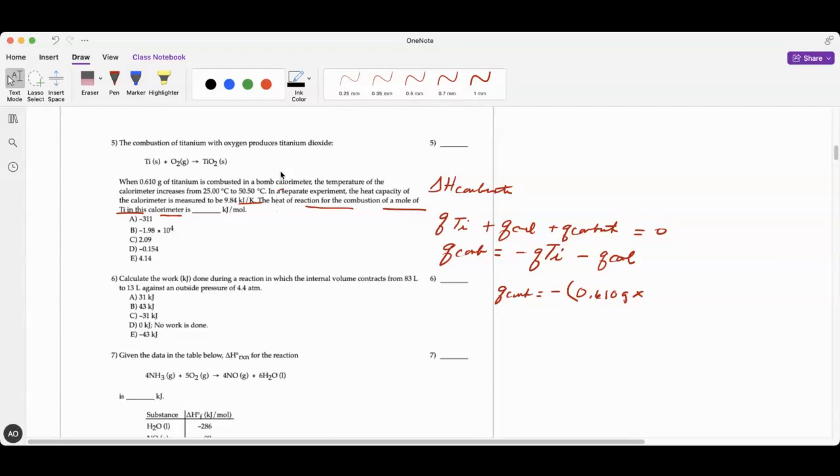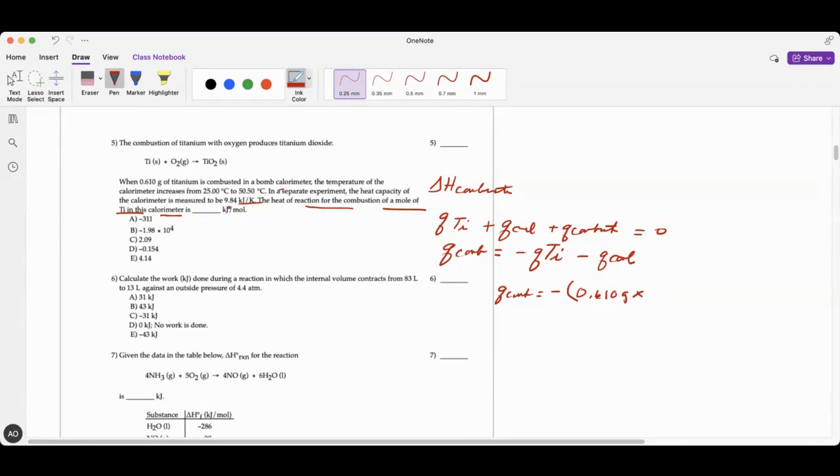Yeah, but I still feel like we're missing some information here. Is this in kilojoules per mole? All right, so we can convert the 0.61 grams of titanium to moles of titanium. That's fine. And then get delta T.